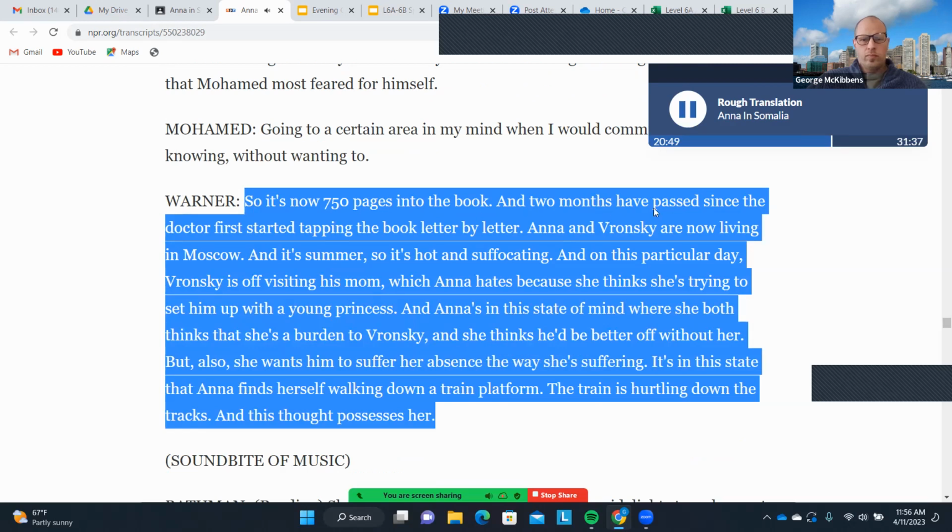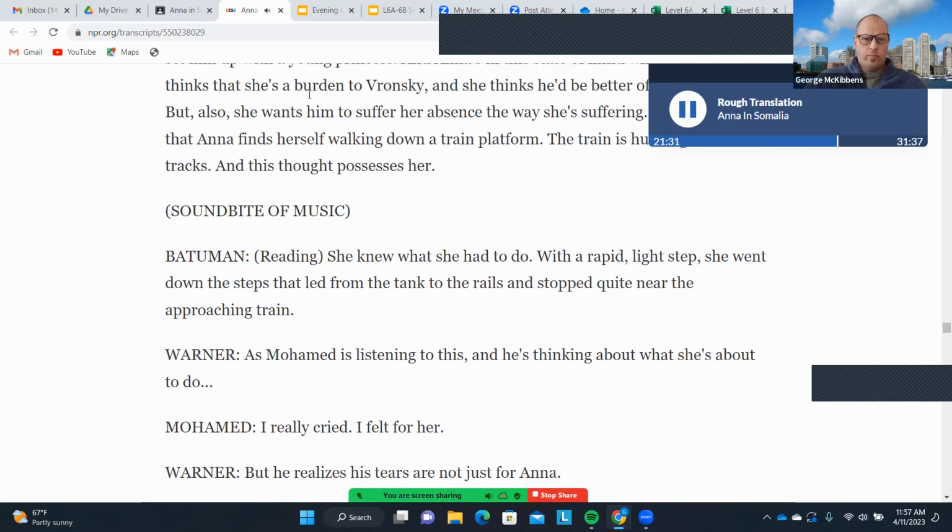So it's now 750 pages into the book, and 2 months have passed since the doctor first started tapping the book letter by letter. Anna and Vronsky are now living in Moscow, and it's summer, so it's hot and suffocating. And on this particular day, Vronsky is off visiting his mom, which Anna hates because she thinks she's trying to set him up with a young princess. And Anna is in this state of mind where she both thinks that she's a burden to Vronsky and he'd be better off without her, but also she wants him to suffer her absence the way she's suffering. It's in this state that Anna finds herself walking down a train platform. The train is hurtling down the tracks, and this thought possesses her.